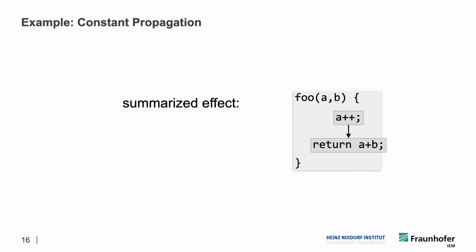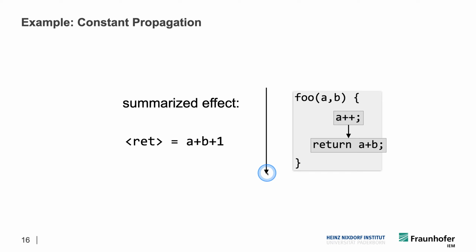So the summarized effect of this procedure, what would that be? If we take a look at that procedure, well, what is it doing? It's first of all incrementing the value a. So a becomes a plus 1, you could say. And then it's taking that updated value of a and it's adding b to it. All right? So you could say that the summarized effect of that procedure is that the return value that is being returned from that procedure is a plus b plus 1, right? Due to that incrementation that we have here.